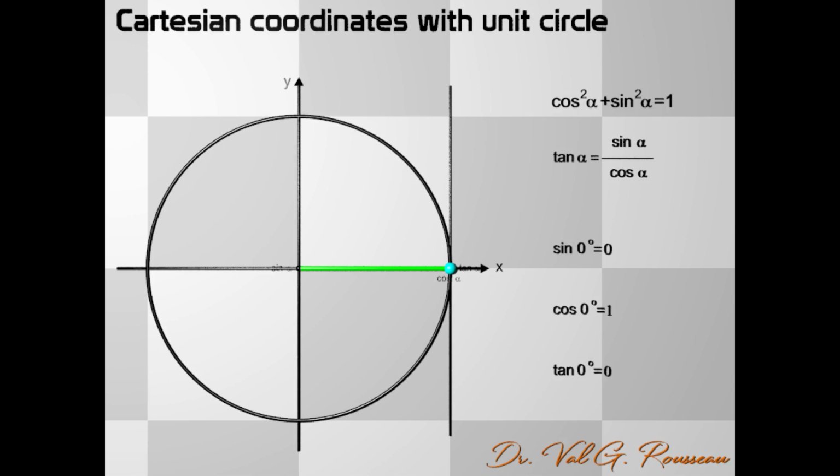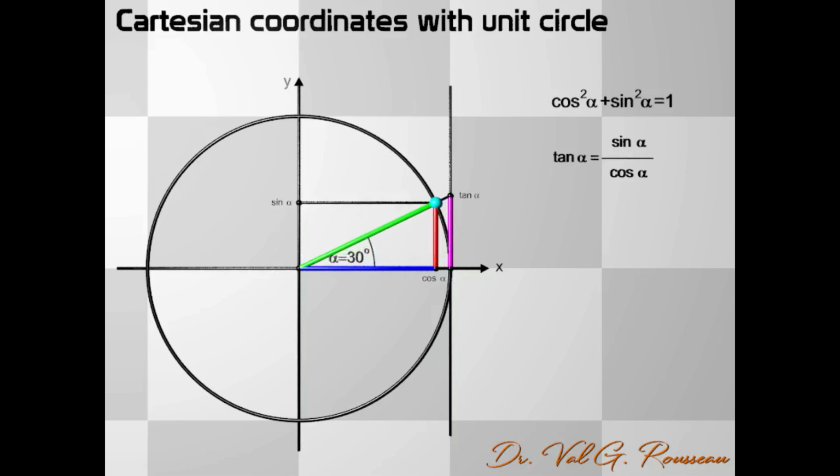For the first one, the square of the cosine is 1, the square of the sine is 0, so the sum is equal to 1. For the second one, the ratio sine over cosine is 0 over 1, so it is indeed equal to 0. Let us now open the angle to 30 degrees.